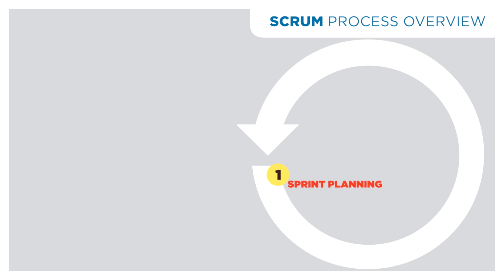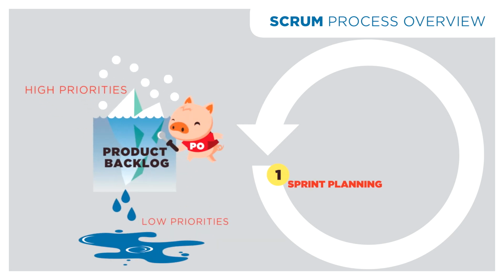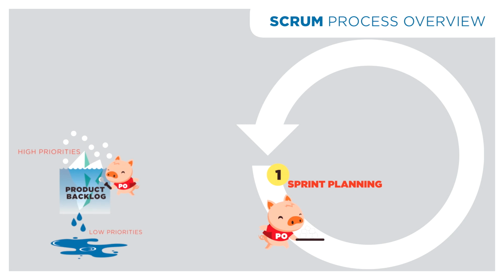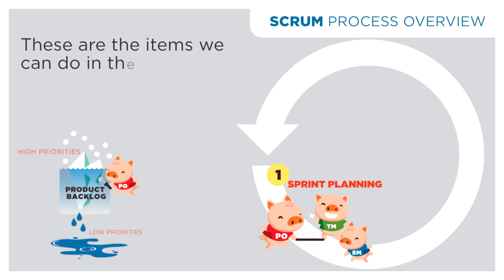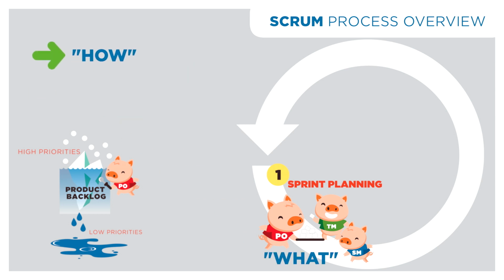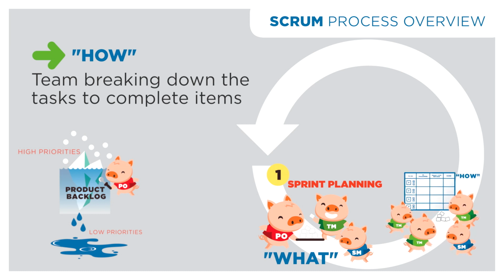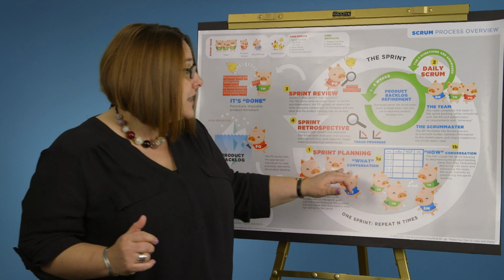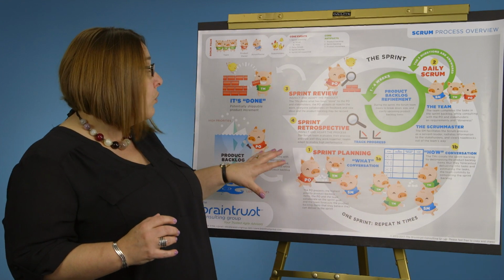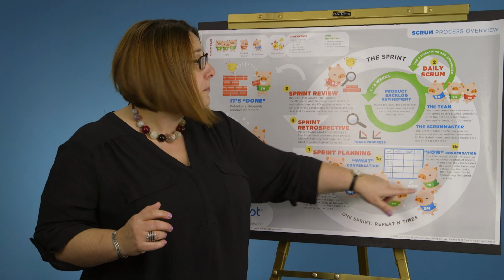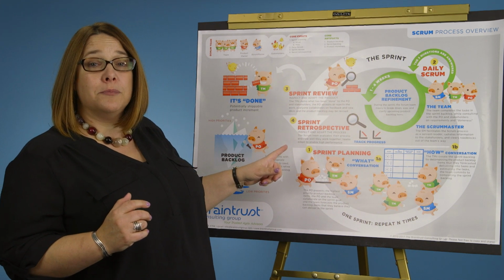We kick off our sprint with sprint planning. The product owner takes the high priority items from the backlog and presents them to the team during sprint planning. The team then decides, well, these are the number of items we feel we can do within the sprint. This is our sprint planning what conversation. The how conversation is the team taking those backlog items and decomposing them down into all of the tasks that need to be done to complete the work in the sprint. This is our sprint backlog. It is the work the team has committed to do and their plan for achieving it in the upcoming sprint.